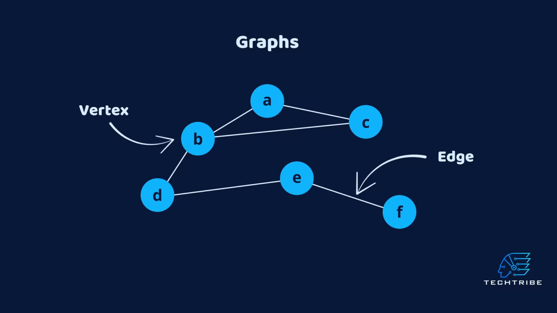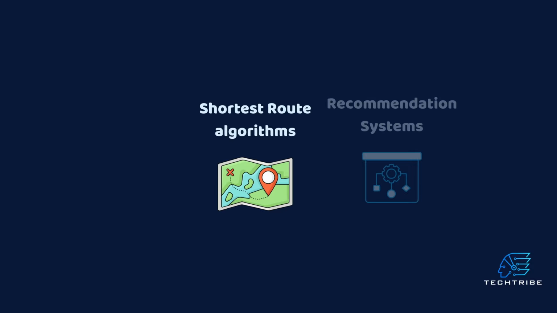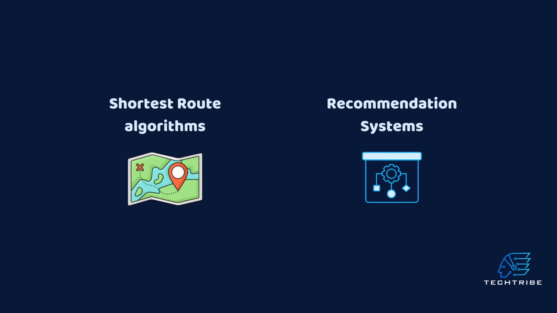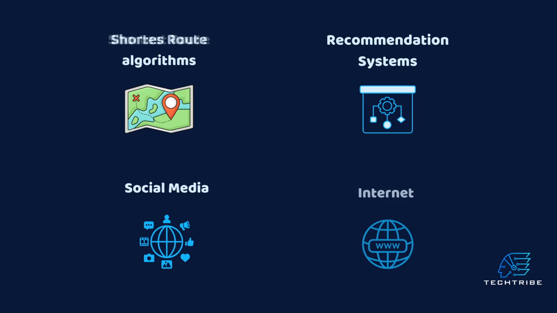Every time you use Google Maps to find the shortest route, you're using graphs. Most recommendation algorithms, like the Netflix recommendation system and other streaming services, use graph algorithms. Social media showing your friends or friends of your friends is using graphs for that. And even the internet itself is just one massive graph.